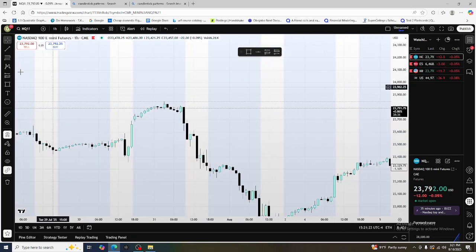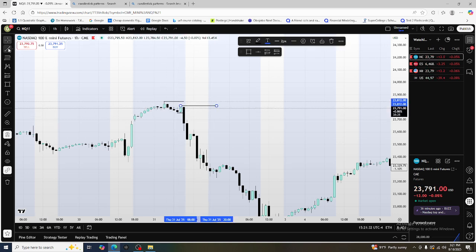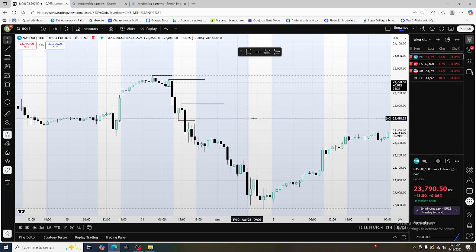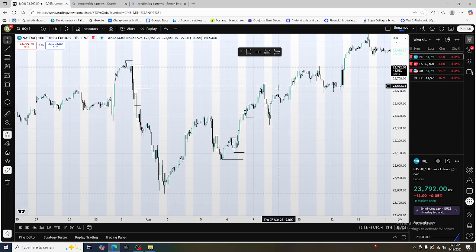Same with the downtrend right here. Have our high right here, the low right here, lower high, lower low, lower high. Keeps going down. Okay? That's basically all the trend is.